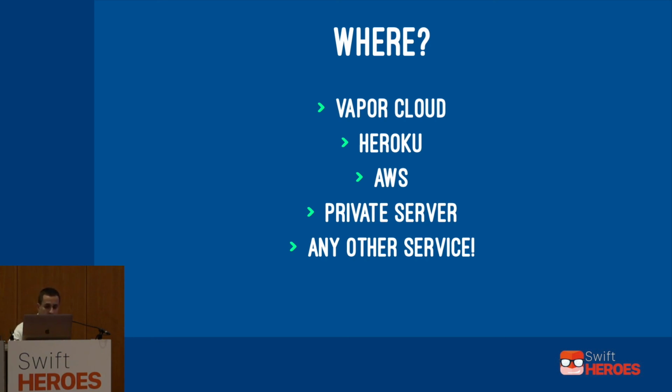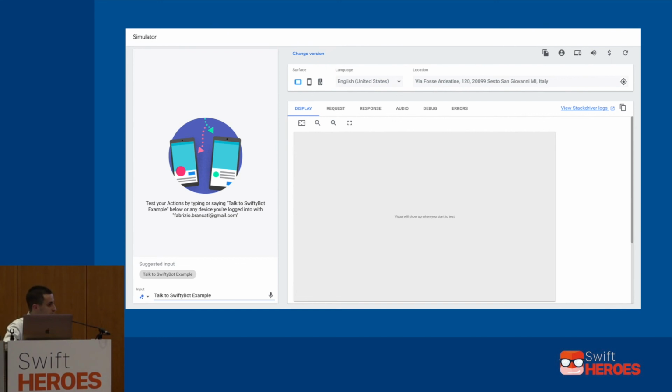You can use Amazon Web Services. You can even use your private server if you want by installing the Swift toolchain. As I said earlier, by using maybe SwiftEnv, that will be a lot easier. Or any other service that you want. After the deploy, we can test our bot with the simulator that the Google Assistant Console exposes. As I showed you in the demo previously.